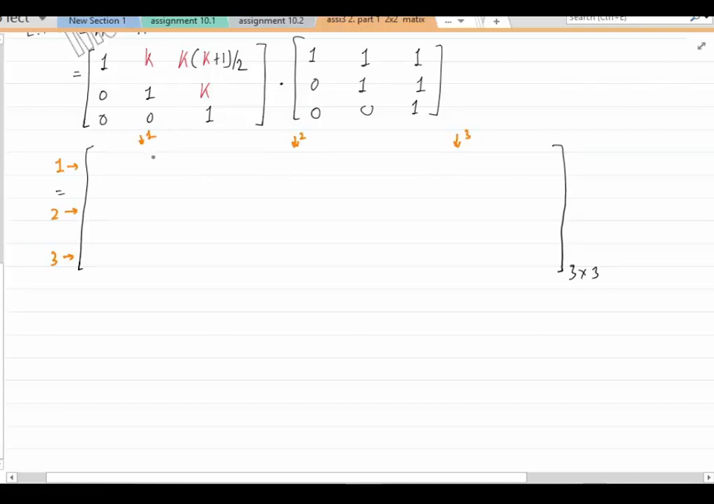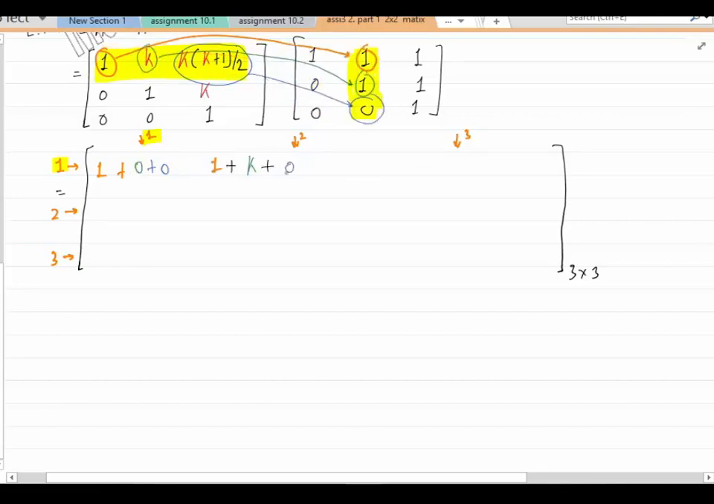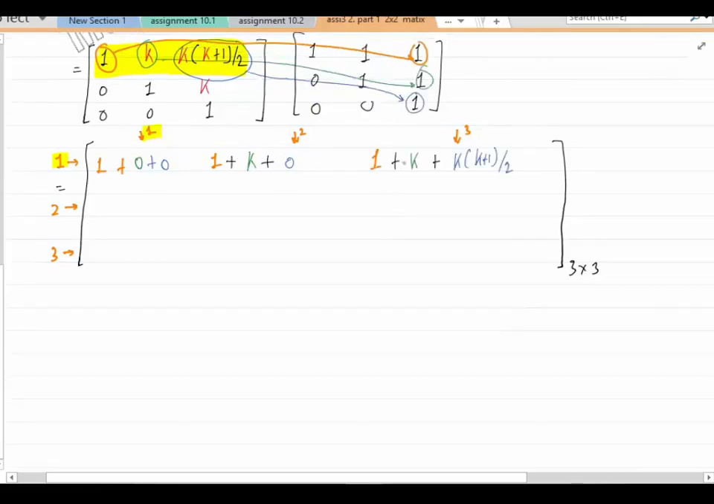So let's begin with the first element, which is in first row, first column. So 1 will multiply with 1 will give us 1, then k will multiply with 0 will give us 0, and the final term will multiply with 0 will also give us 0. Similarly, the second term will be 1 plus k plus 0, and the last term of the first row will be 1 plus k into (k plus 1) by 2.